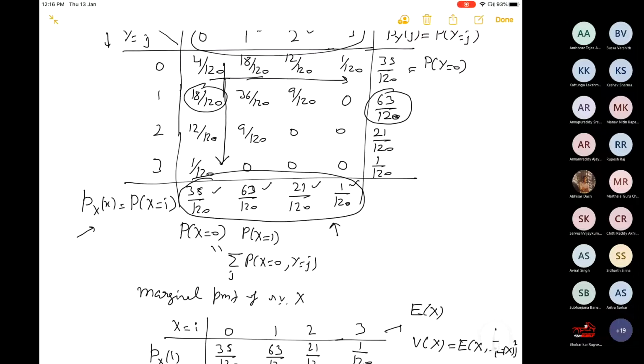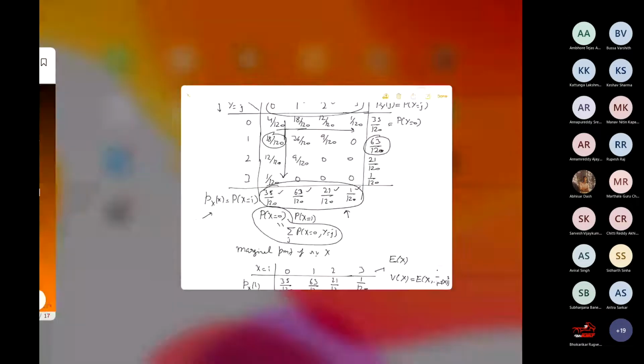Same thing we are doing, using the theorem of total probability. Summing over j, if I want to find the probability x is equal to i, then this is summing over j the probability x is equal to i, comma y is equal to j.